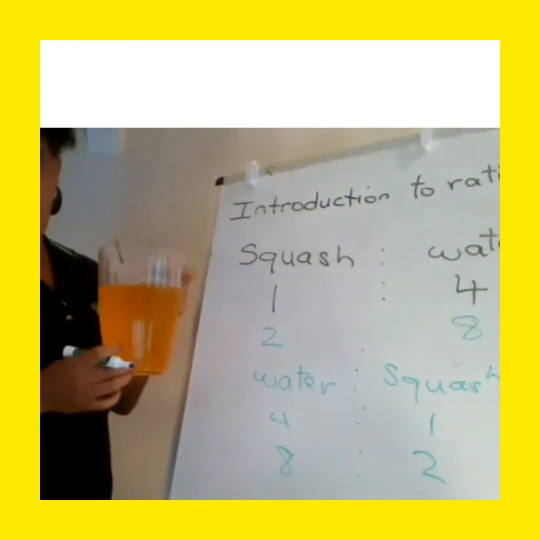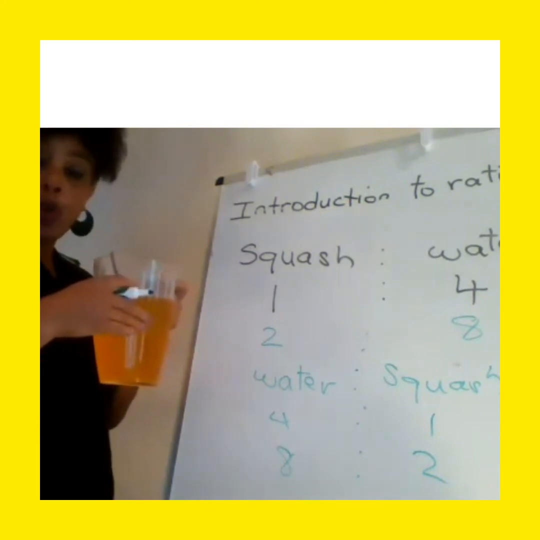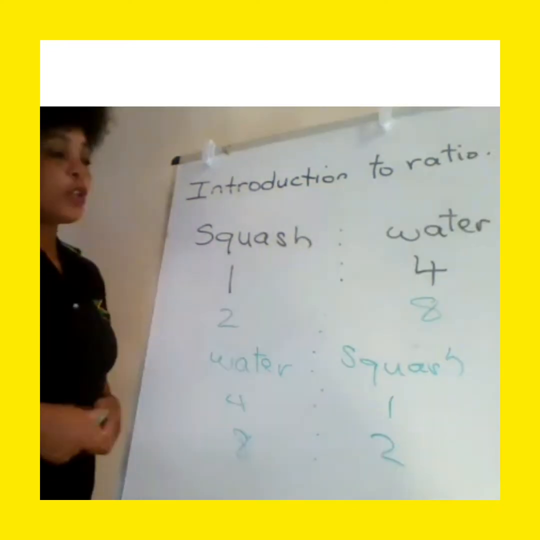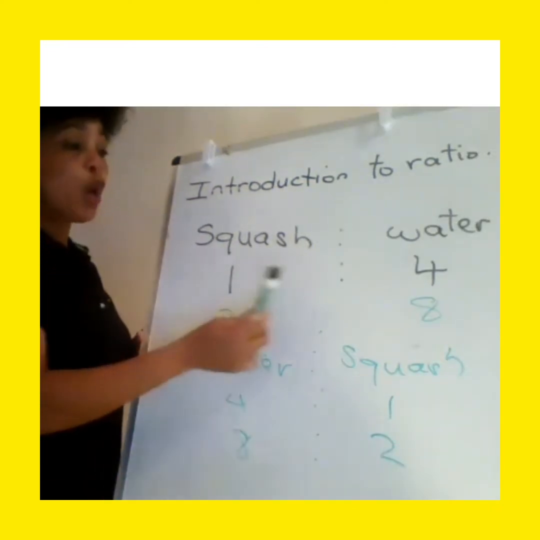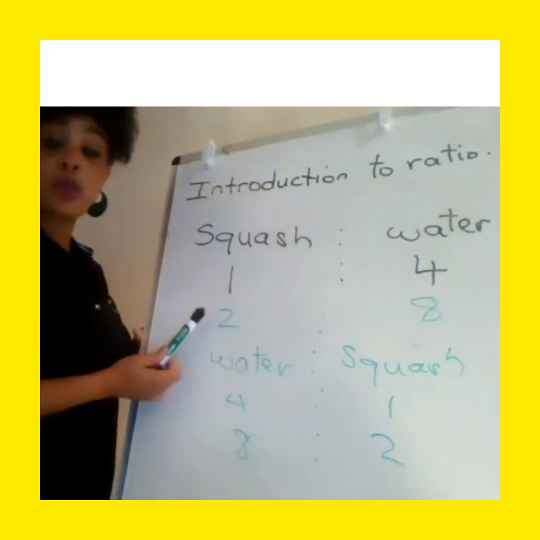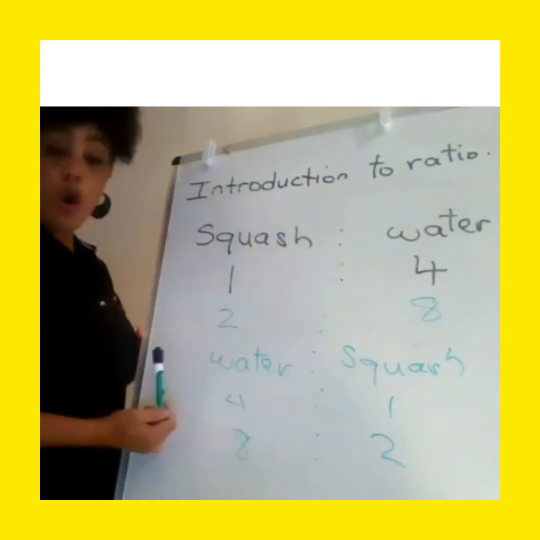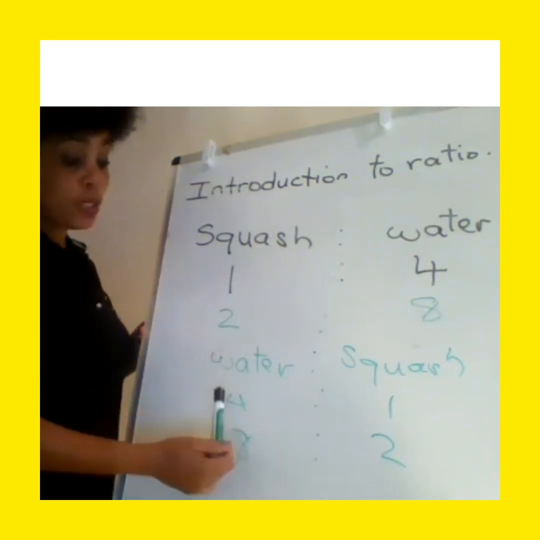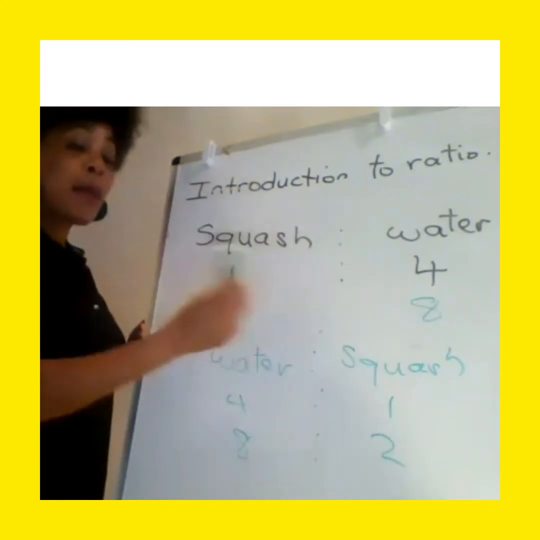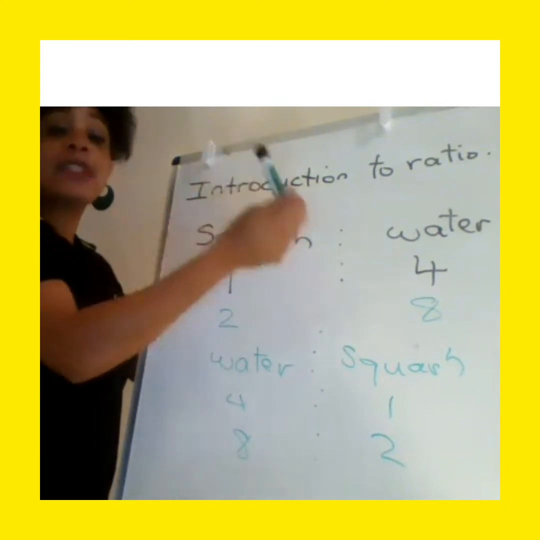So I could say squash to water. So 1 part of squash to 4 parts water. 2 parts of squash to 8 parts water. The way we say this is 1 to 4. These 2 little dots here replace the word 'to'. 1 to 4, 2 to 8. Or if we were going to say water first, we say 4 to 1 or 8 to 2. So this is an example of what ratio is. Ratio is comparing one amount against another.